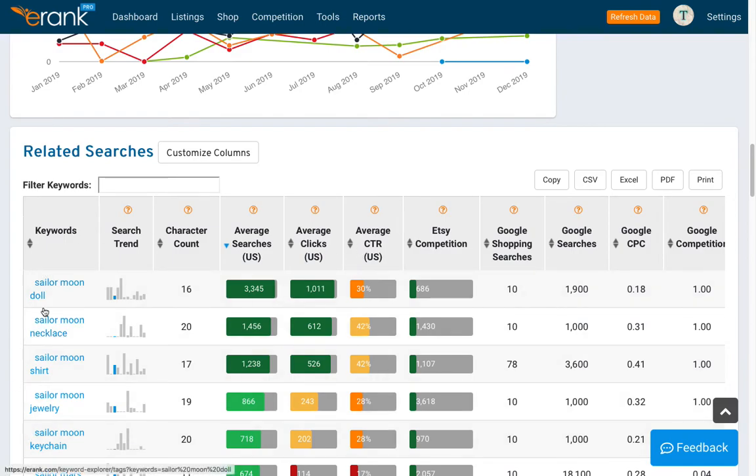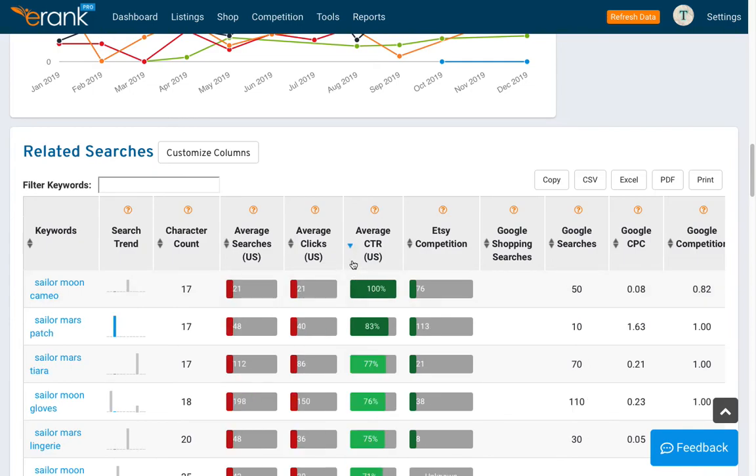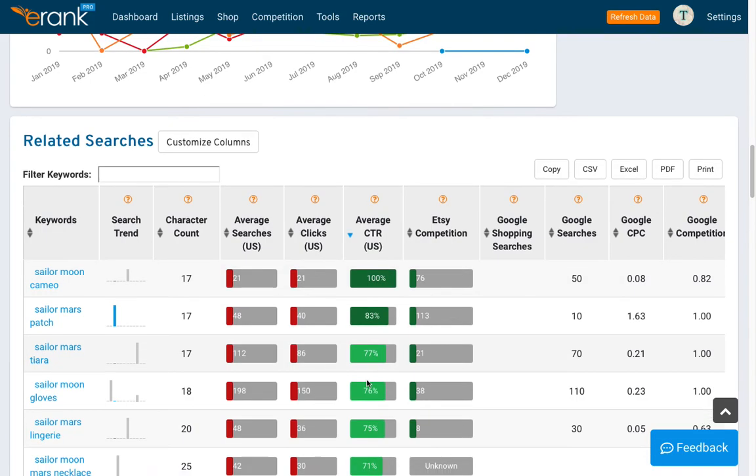This is where you get suggestions, okay? Don't go with any of the suggestions if it doesn't specifically describe what you're selling. I'm not selling a shirt, so I can't go with that, even though that's got kind of a nice click-through rate versus clicks and searches. Look at this. Ooh, a Sailor Moon cameo. Well, too bad I'm not selling that, because the whopping 21 people that would be looking for that would be completely engaged in that.